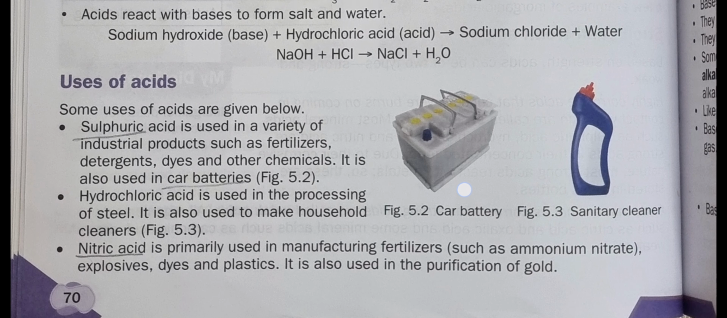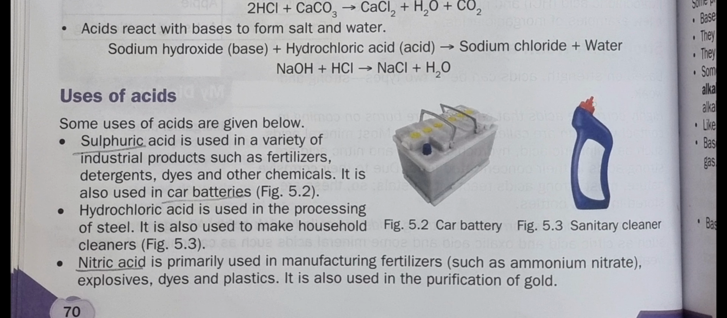Now we will learn uses of acids. What is the use of acids? Some uses of acids are given below. Sulfuric acid is used in a variety of industrial products such as fertilizer, detergent, dyes and other chemicals. It is also used in car batteries.